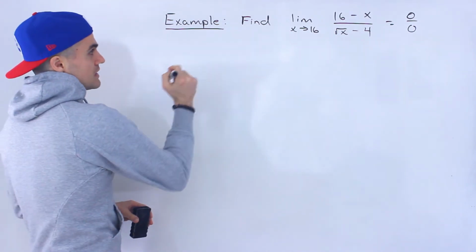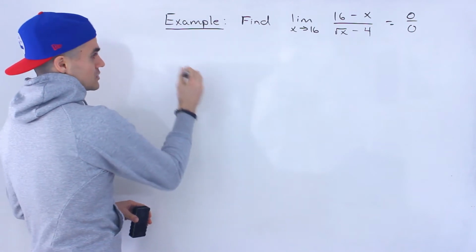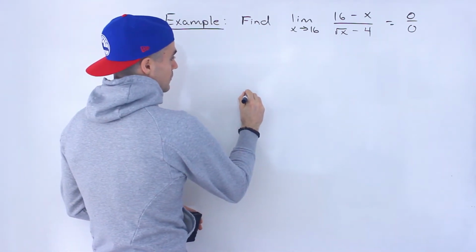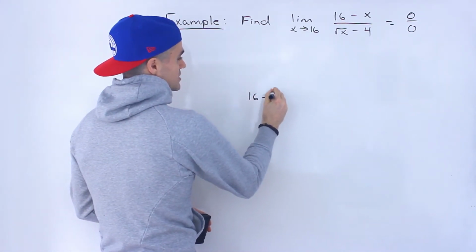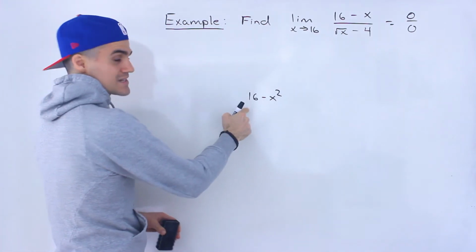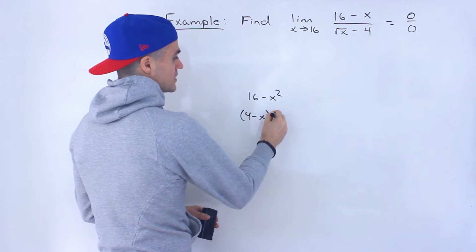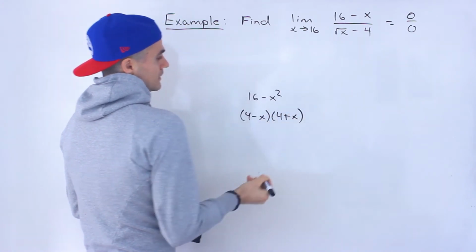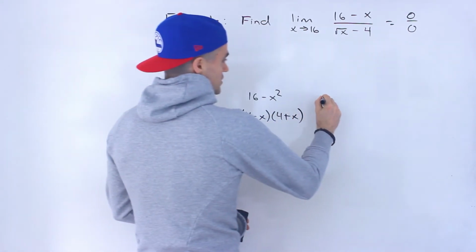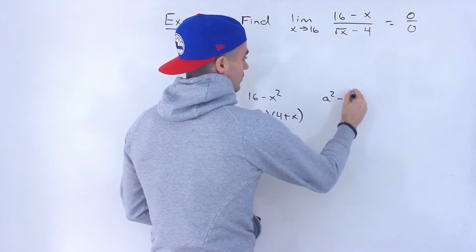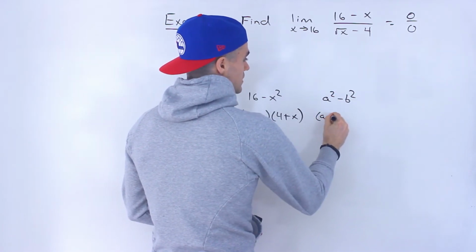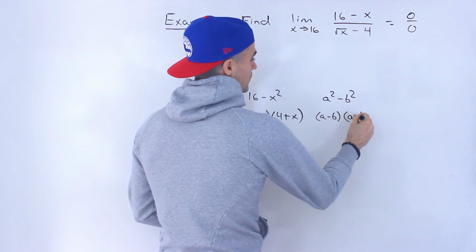So the 16 minus x, I actually want to talk about that. Now, let's pretend that we had 16 minus x squared instead. What does this factor into? That's a difference of squares, right? It's 4 minus x, 4 plus x, like that. So just in general, if you remember difference of squares, that's basically the formula right there.